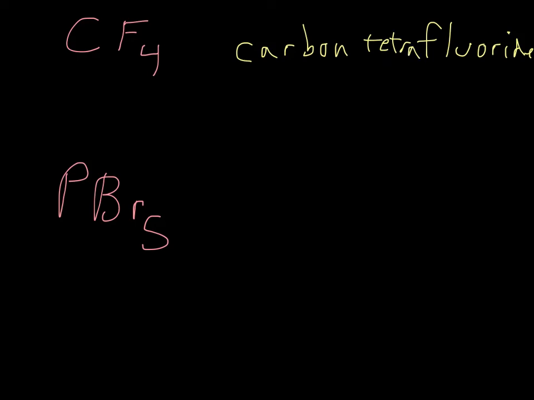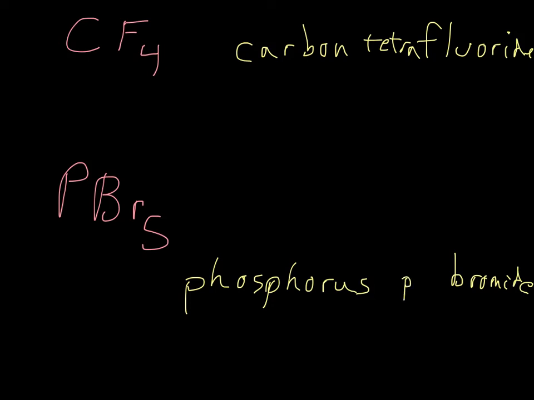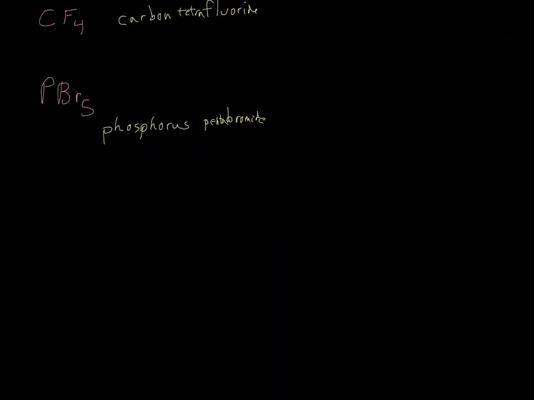Two nonmetals, phosphorus and bromine. We write the name of the first element, phosphorus. We write the name of the second element with the suffix IDE. Denote the number of each, so it's phosphorus pentabromide.